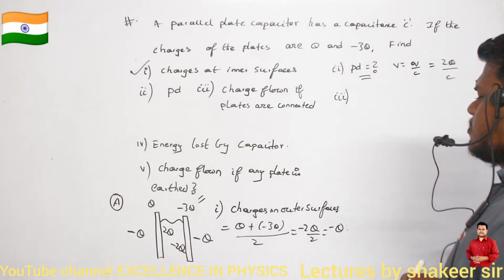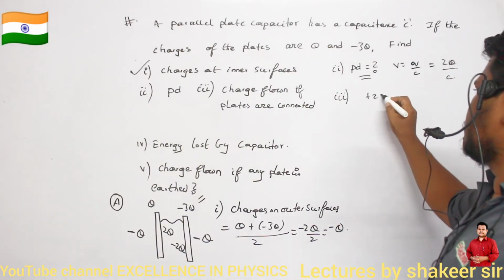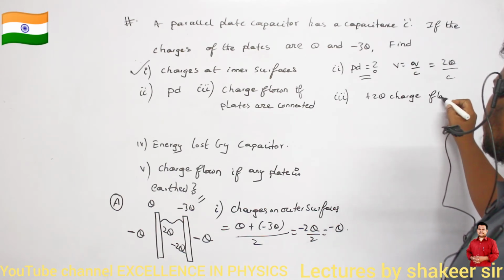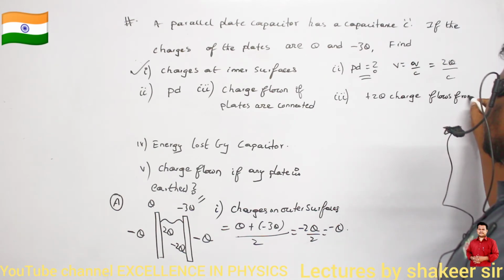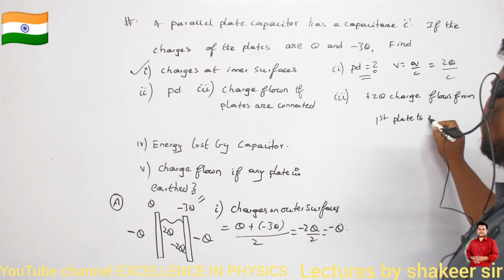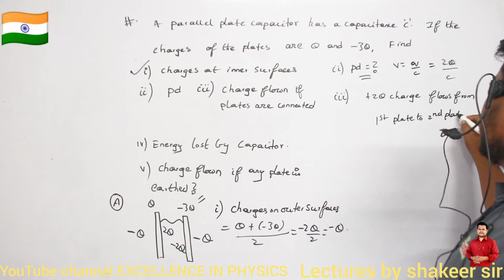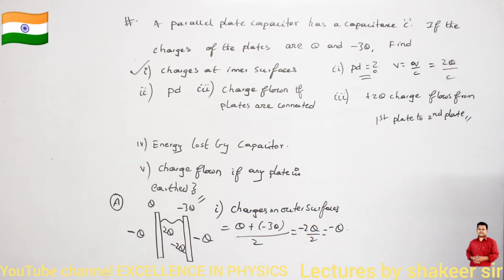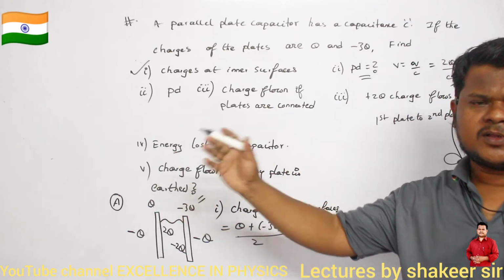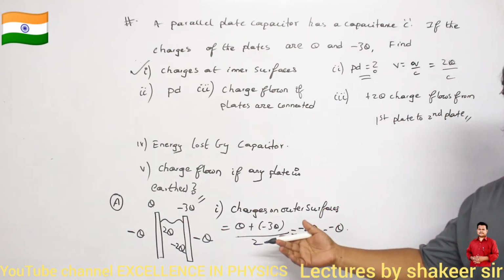So how can I write it? +2Q charge flows from the first plate to the second plate. This is what is going to happen. Or I can also say that -2Q charge will flow from the negative plate to the positive plate, because they are connected by a conducting wire.